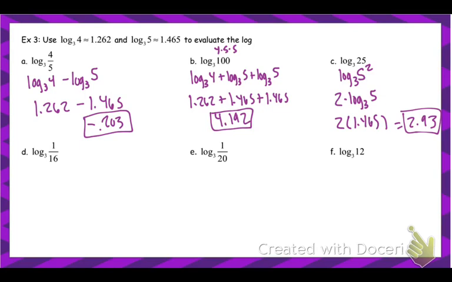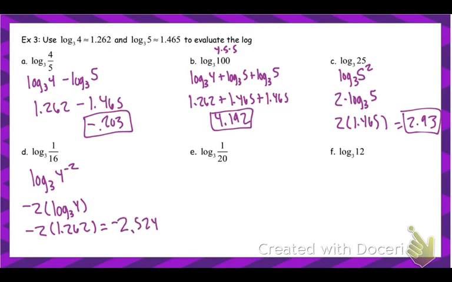All right, let's look at log base 3 of 1 over 16. So this is a case where it may be easier to use exponents. 1 over 16 is the same thing as 4 to the negative second. So this is negative 2 times log base 3 of 4. So this is negative 2 times 1.262, which gives me a negative 2.524.